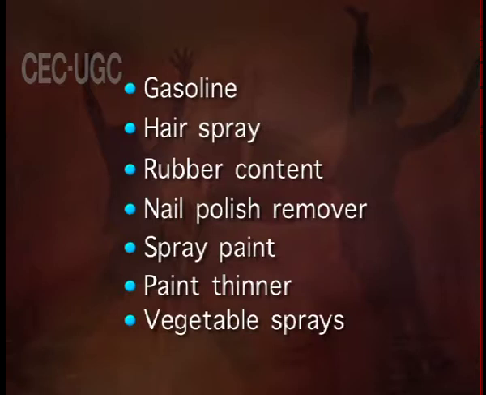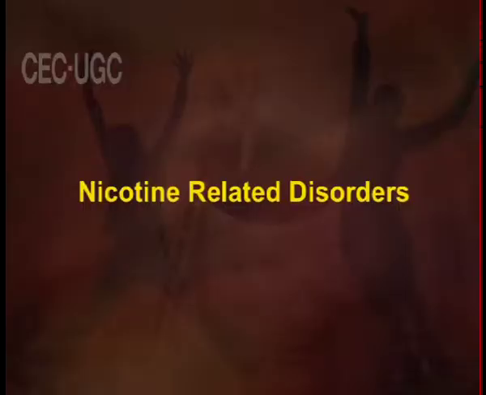Inhalant dependence is a condition when the person makes use of the inhalants continuously. Inhalant abuse is a condition that is less serious when compared to the inhalant dependence stage. Inhalant intoxication is a condition when the person uses the inhalant in order to get a high after using it. Now come the nicotine related disorders.